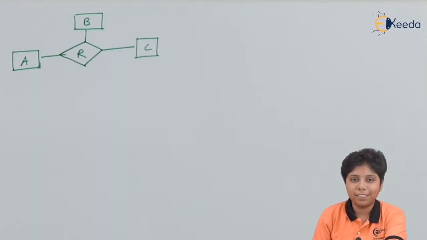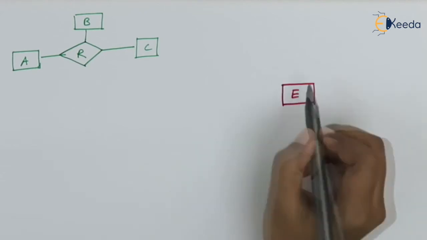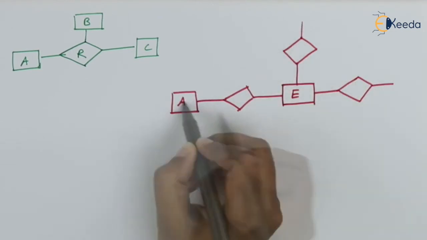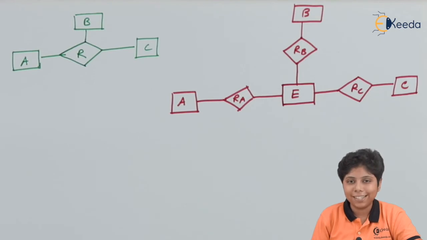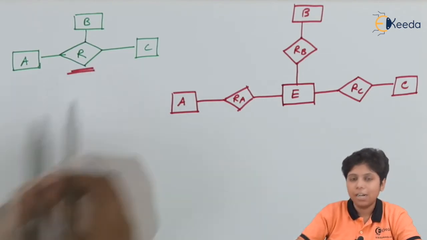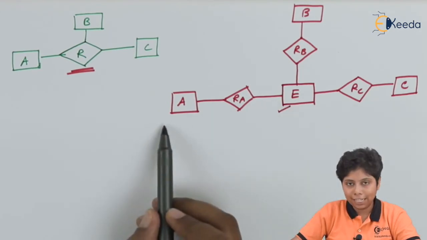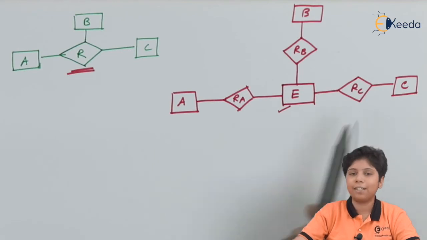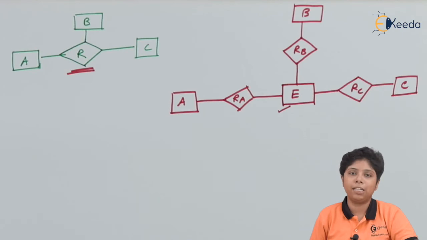But if I define this like this one, now here we can see that we have the relationship R as the derived one with an entity set E that is linked with an entity A with the RA relation, with B as an RB relation, and C as an RC relation. So now what is the issue? That we are representing a ternary or n-ary relationship with binary relationships.